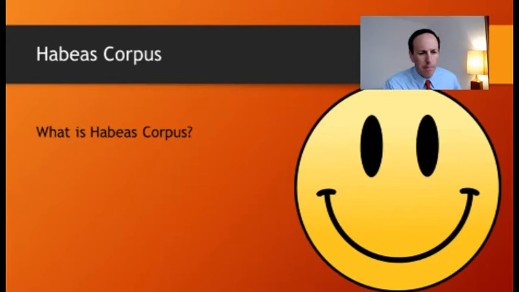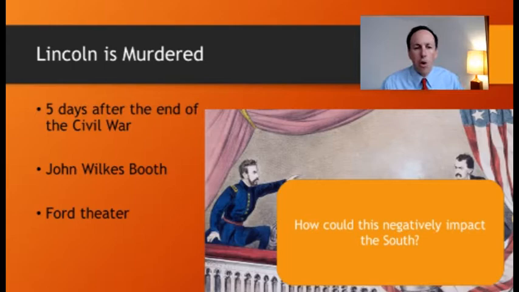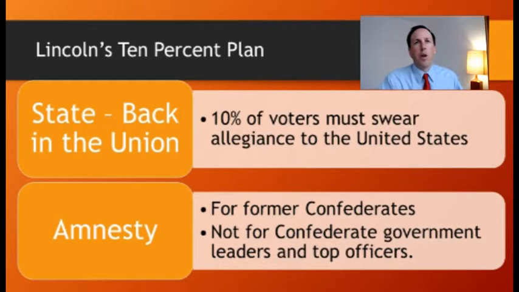Lincoln is murdered right after the end of the Civil War. John Wilkes Booth at the Ford Theater goes up and shoots him. How can this negatively impact the South? Why will Lincoln getting shot actually have a negative impact on the South? Tell me why. Very good, very good. Because Lincoln's plan was much more friendly, we'll say, than the Wade Davis bill. Good job. Here's what a derringer looks like. It's a small pistol.